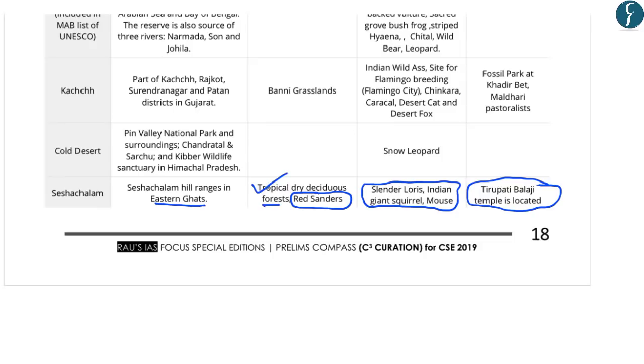So if you look at the Seshachalam Hills, it is found in the Seshachalam ranges in Eastern Ghats. And the type of vegetation which is found in the Seshachalam Biosphere Reserve is the tropical dry deciduous forests. And it also has the presence of red sanders, which has recently been named as near threatened in the IUCN's red list. And previously it was listed as endangered.